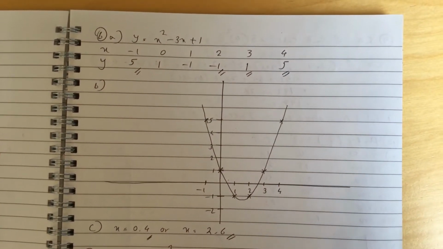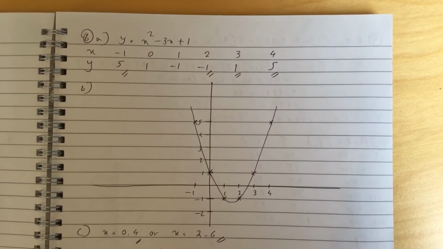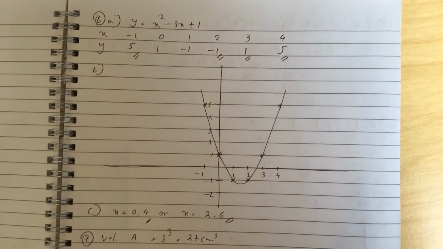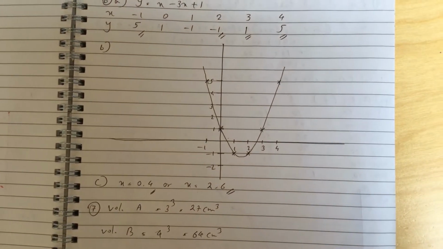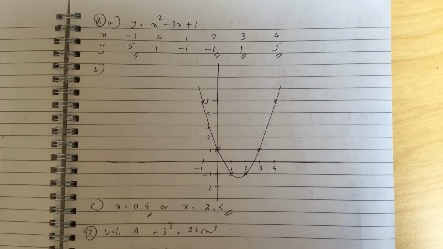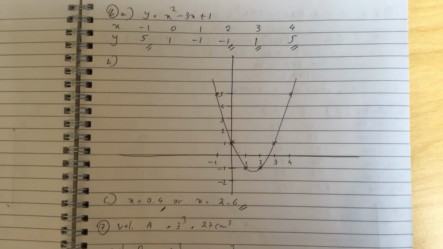So question 6 is quite straightforward. You just complete the table for the equation. So I put minus 1, 2, 3 and 4. You got those values, and then I sketched the graph. I plotted it actually. And then when the equation is equal to 0, you can see the graph is roughly about 0.4 and 2.6. It's roughly, so you could have a little margin of error there.